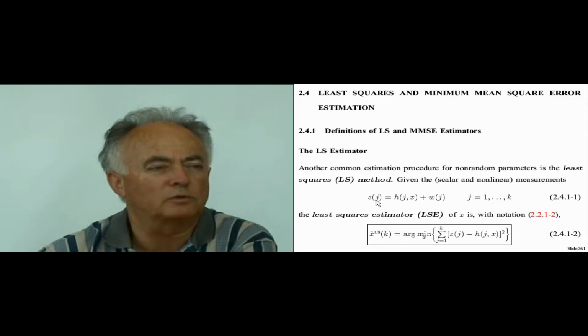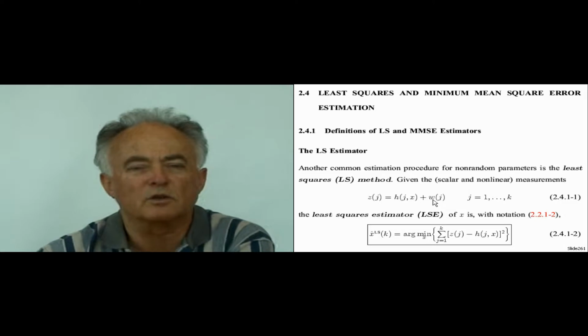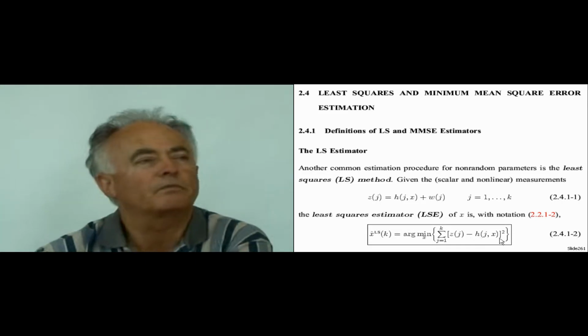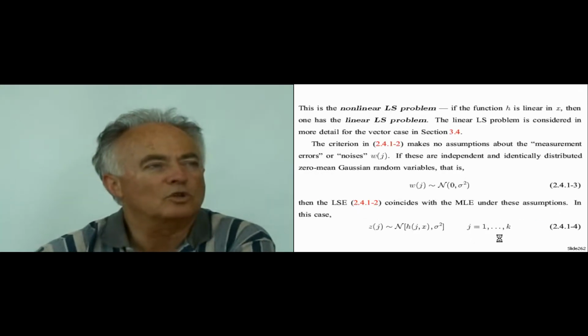j from 1 to k, as the argument that minimizes the sum of the squares between the observed values and the values we would observe in the absence of these w's, which are the noises. And that's why it's called least squares. This is a nonlinear least squares problem.